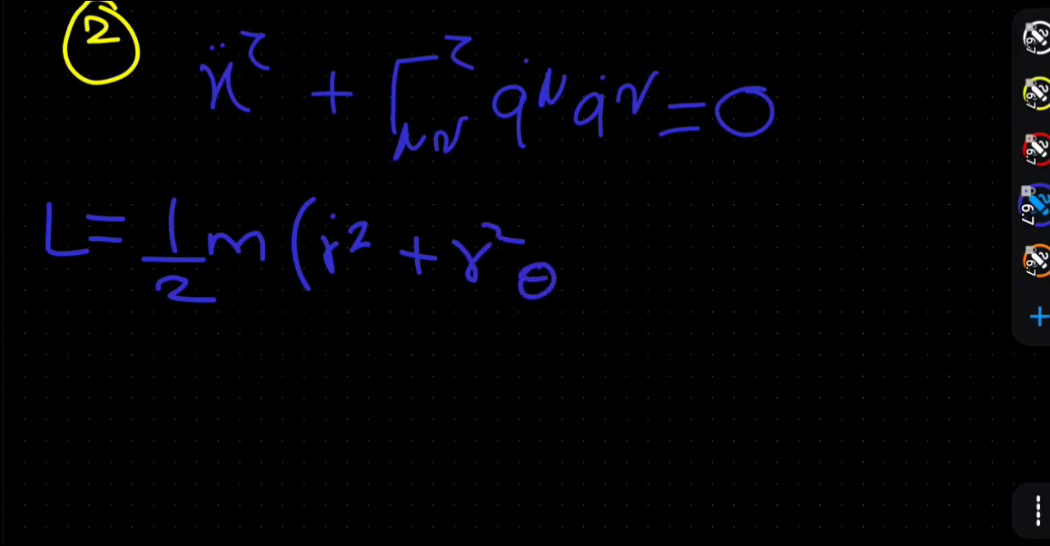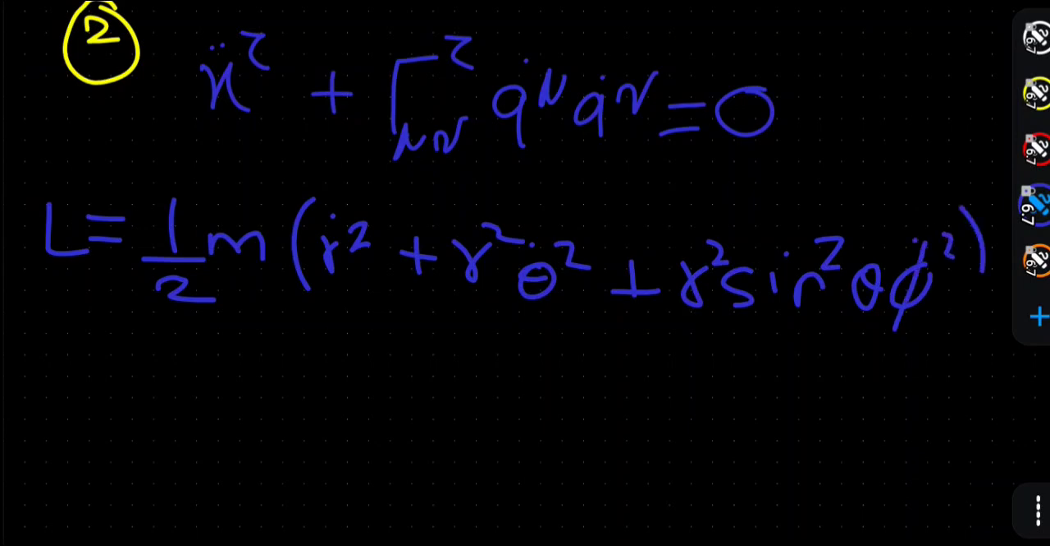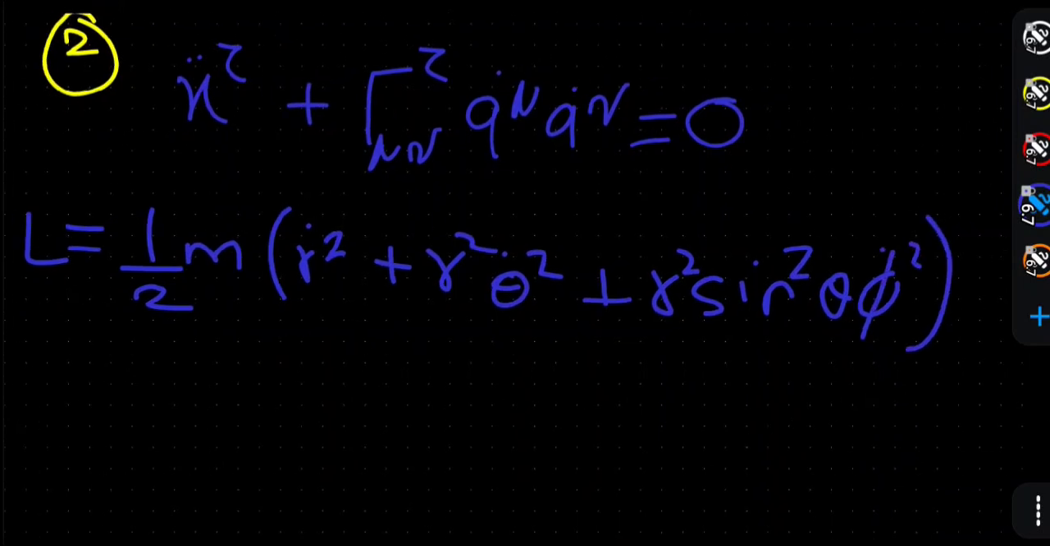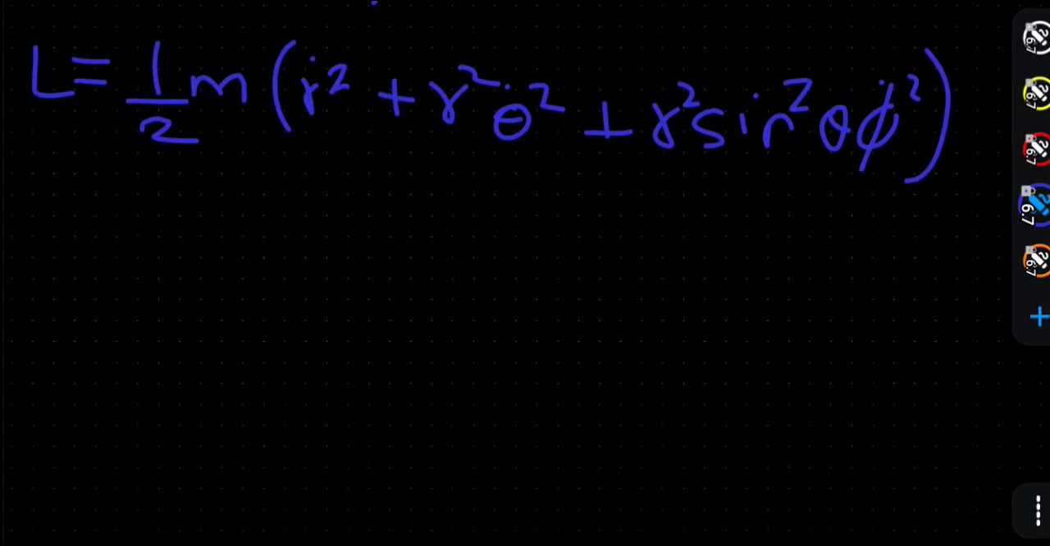r squared theta dot squared, dot means the time derivative, and plus r squared sine squared theta, and here it should be phi dot squared. Dot again means the time derivative. This is a basic. Okay, so this is our Lagrangian.